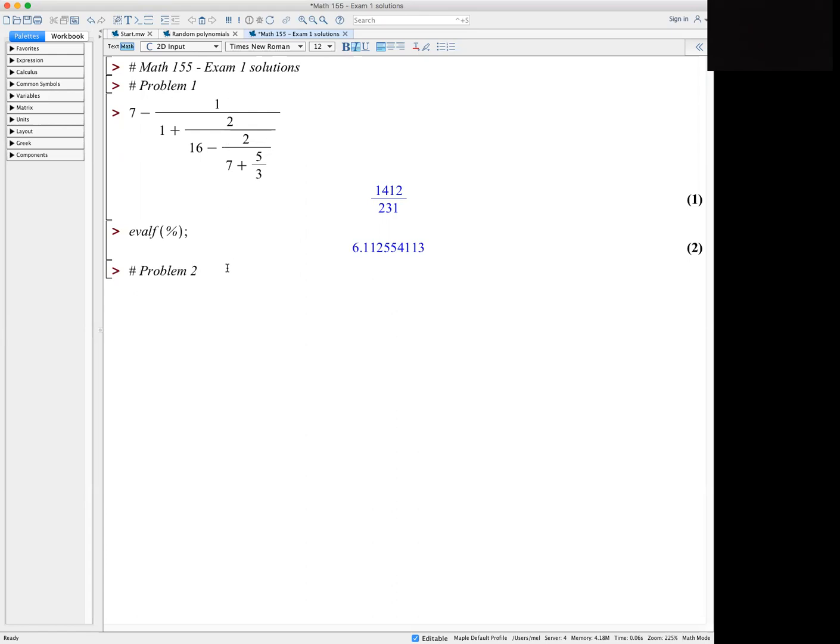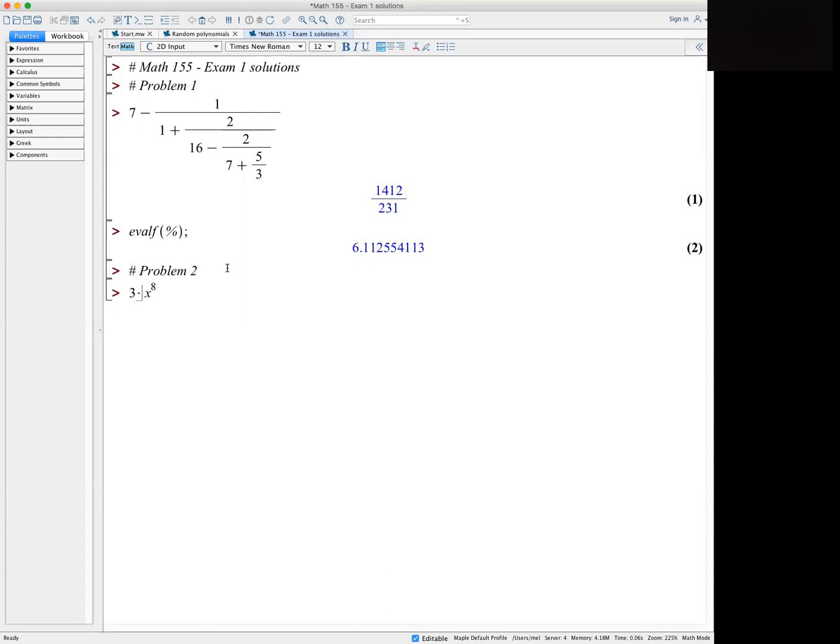Problem 2, we have a polynomial we want to factor. So the polynomial is 3 times x to the 8th plus x to the 7th. Oops. Have to do it right. 3 times x to the 8th. Move the cursor over. And this is supposed to be times, not an 8.